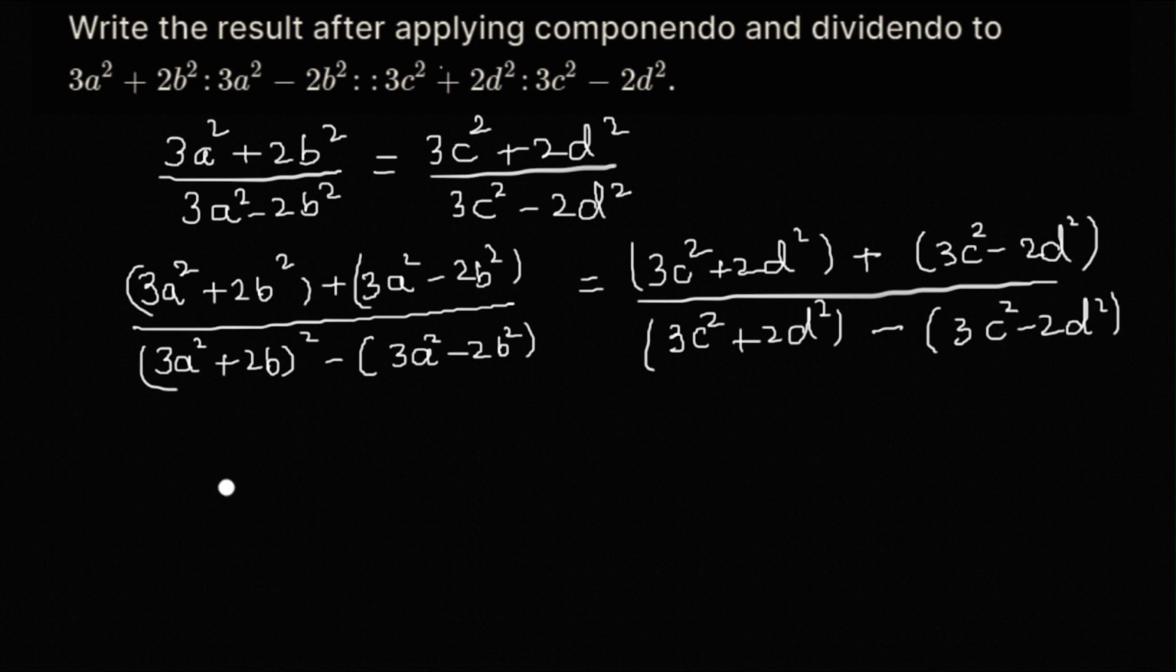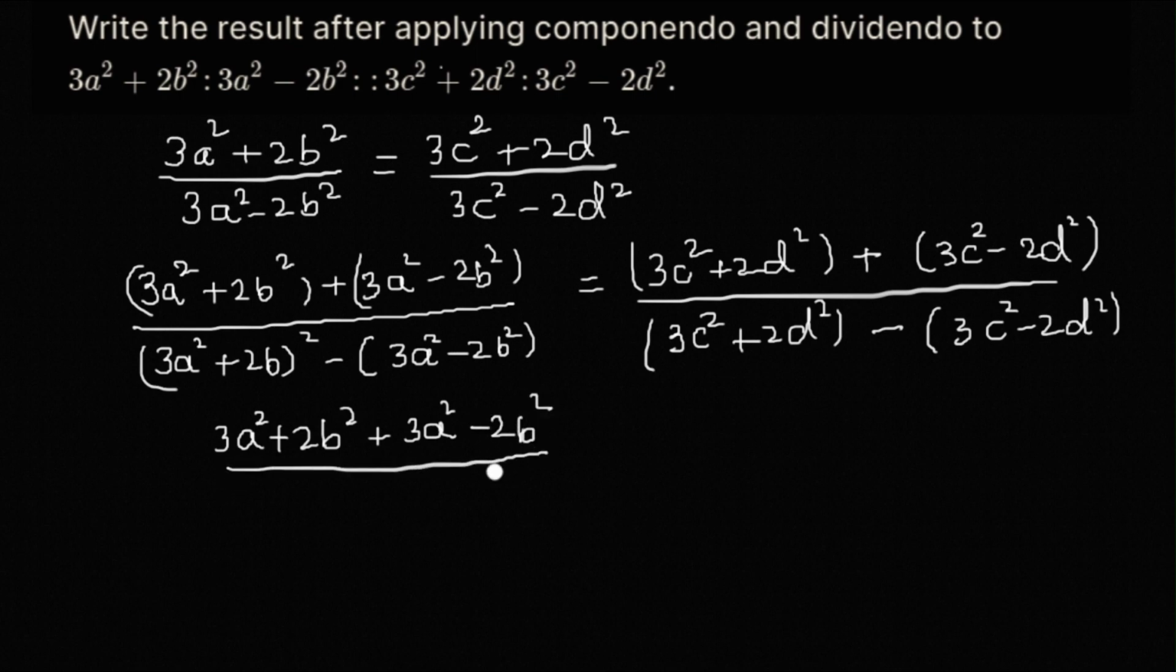Now we have to carefully open up the brackets and add the like terms in the next step. So 3a square plus 2b square, it's addition, so we can write it as it is without changing the signs. But in the denominator, it's subtraction. So what happens inside the brackets? The signs will change. It becomes negative 3a square and positive 2b square.